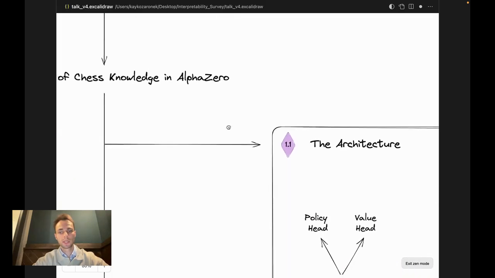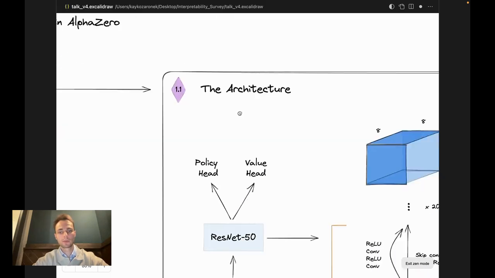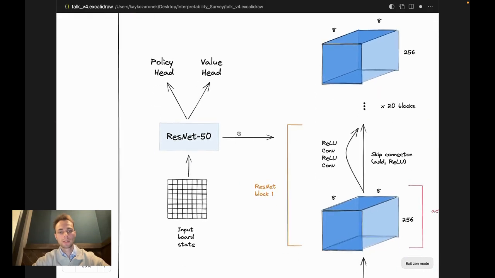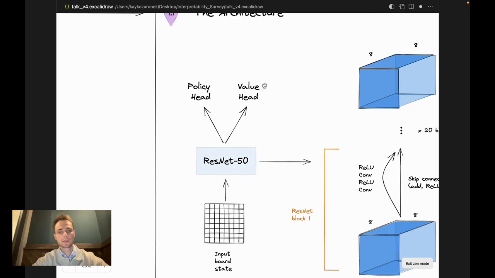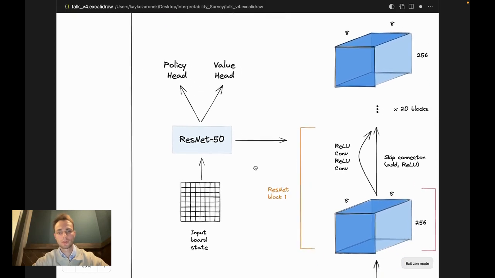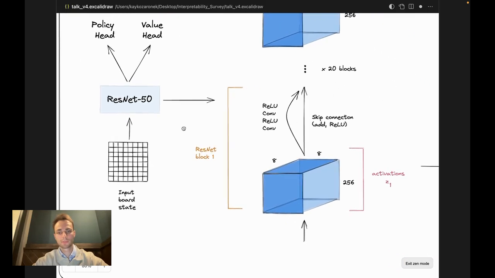Let us have a look at the architecture of the network first. We can see that the network in the paper takes in a board state, it feeds it through a ResNet 50, and then there's a policy head and a value head. This is the standard AlphaZero network. So far so good. Let us zoom in on the ResNet 50 to see how a block of the ResNet is constructed. Now the input goes through an 8x8 by 256 filter.